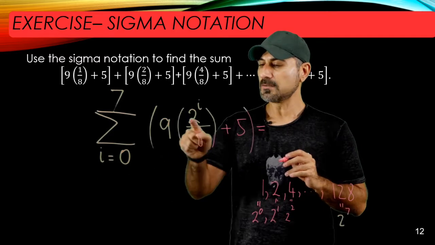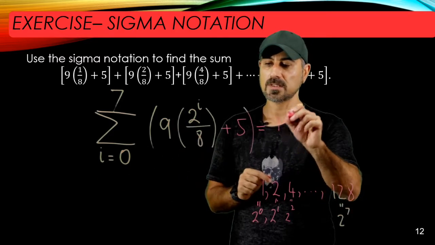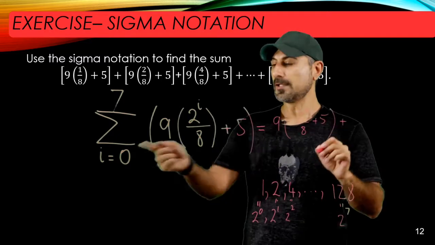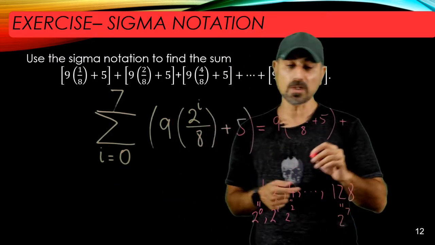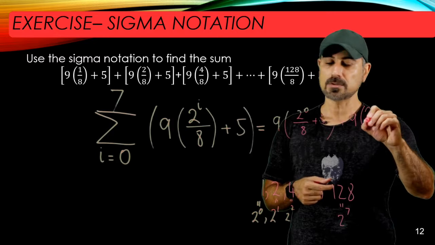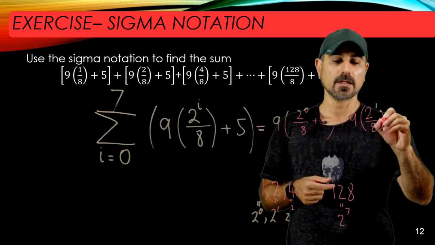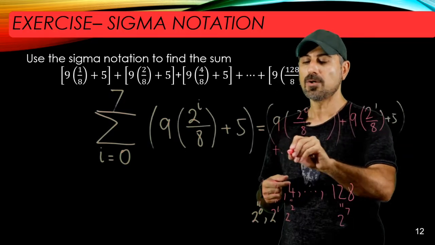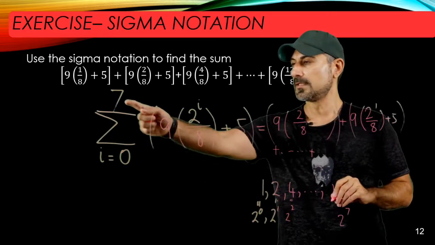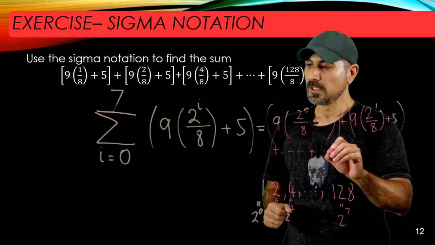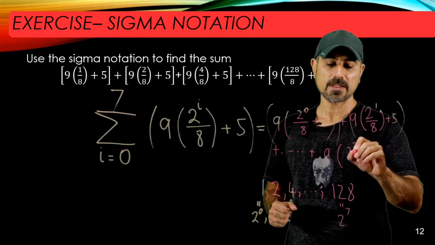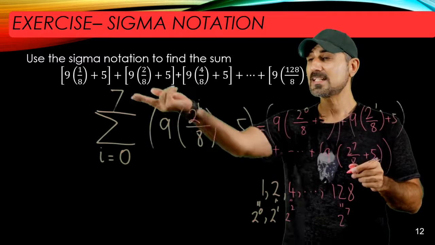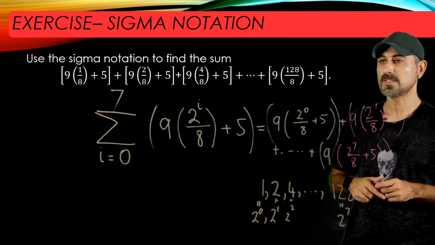All right, for i equals 0, this should be 9 times 2 to the 0 over 8 plus 5. Then you just switch to i equals 1. That's equal to 9 times 2 to the 1 over 8 plus 5, right? And then you go all the way to the very last index here, 9 times 2 to the 7 divided by 8 plus 5. And that's exactly what's given in the sum in the question statement.